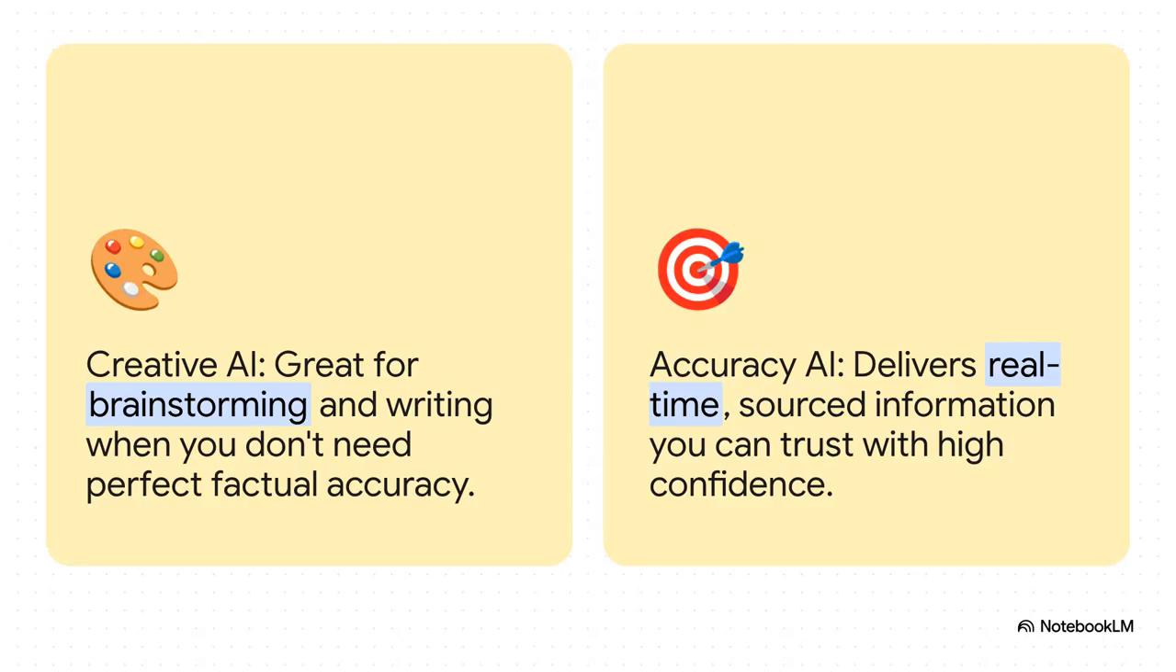Okay, so to really get what Perplexity Labs is all about, you first have to see where Perplexity itself fits into this whole AI universe. Think of it like a spectrum. On one side, you've got your creative AIs, right? Your ChatGPTs, your Geminis. They are fantastic for brainstorming, for writing, especially when you're not super worried about every single fact being 100% accurate. And then on the complete other side, you have these accuracy-first AIs. And that's Perplexity's sweet spot. It's built from the ground up to give you real-time, sourced information that you can actually trust.